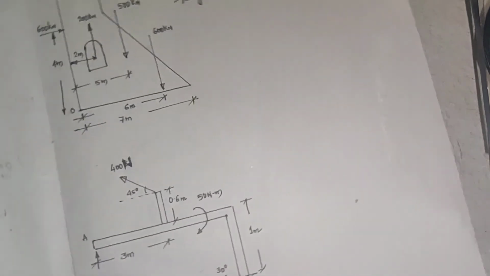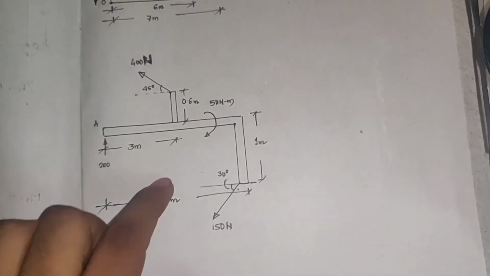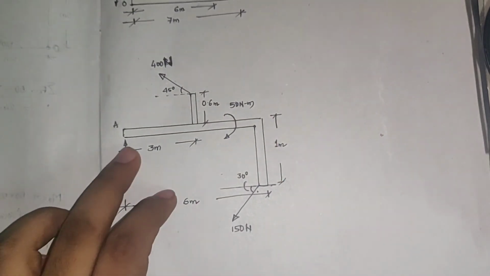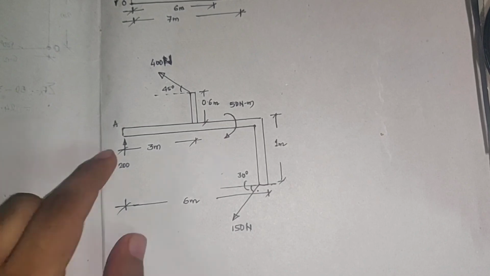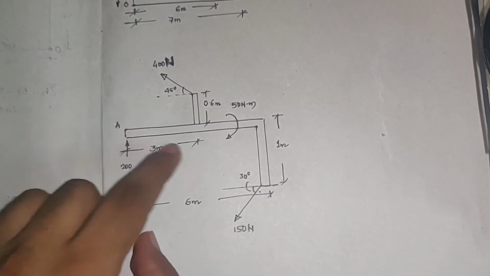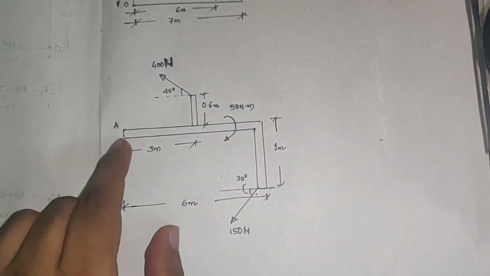Also solve one more problem, which is again an application of Varignon's theorem. The question is: again, determine the position of the resultant with respect to point A. You have to check at what distance on the x-axis the resultant will cut from the point.